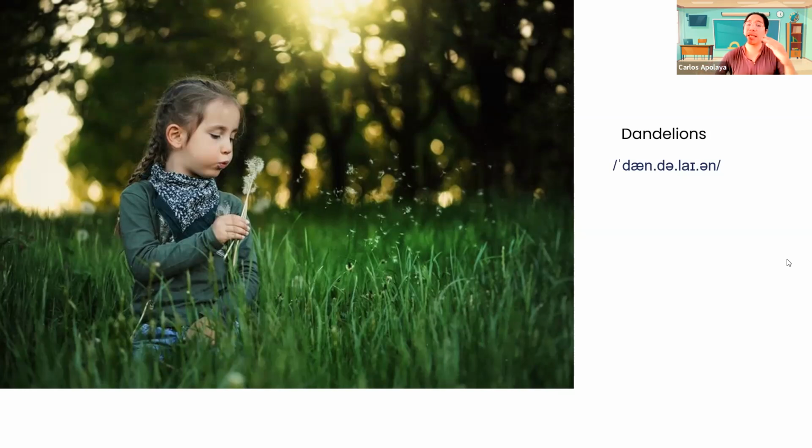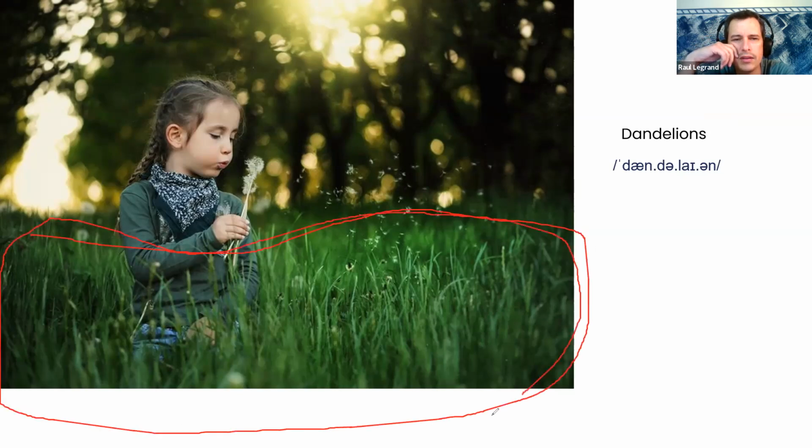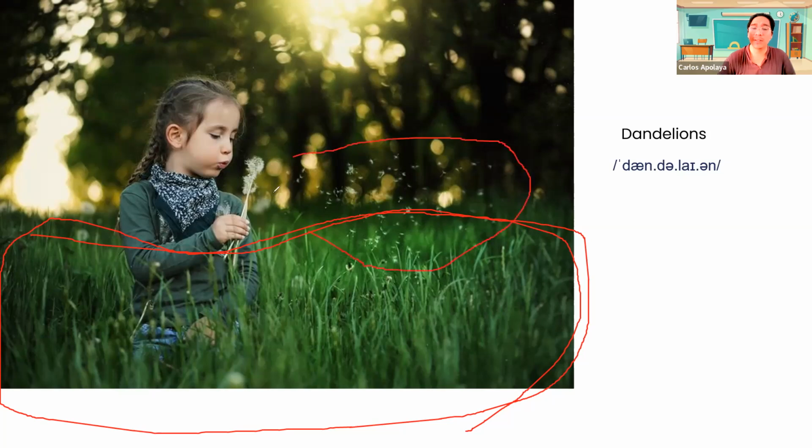And what can you see in the foreground? In the foreground, I can see a lot of blades of grass, and she is blowing the dandelion. And what is going on here? There are a lot of seeds. Seeds, of course. And what about her style?